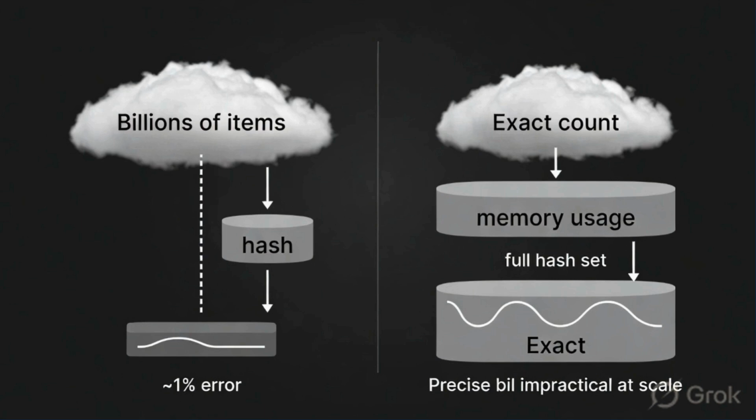On the right, exact count tries to keep a full hash set of every distinct item. See that huge memory balloon? It works perfectly, until it doesn't. At billions of uniques, memory explodes, queries fail, clusters crash, exact becomes impossible.